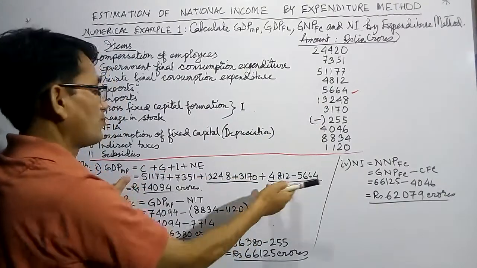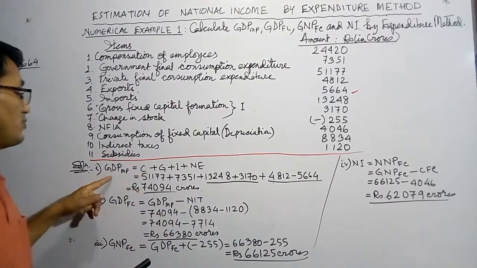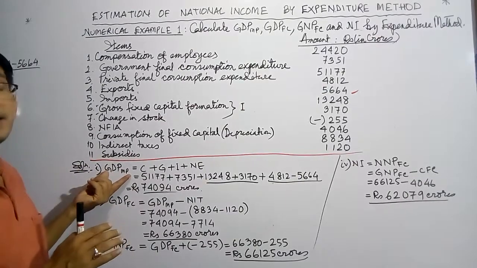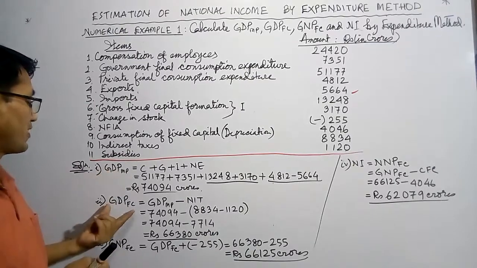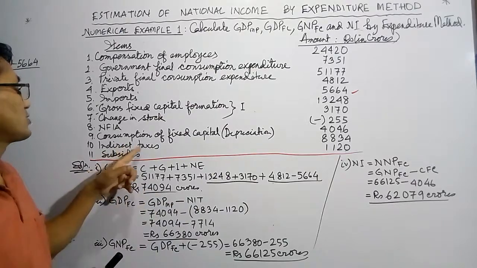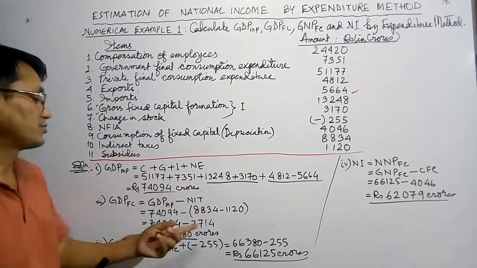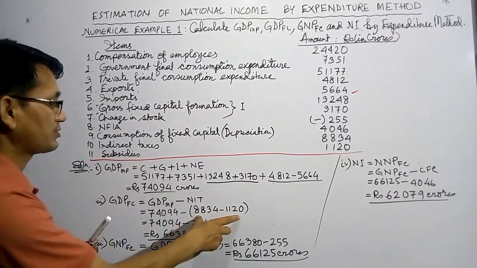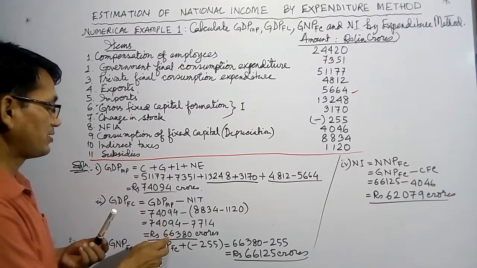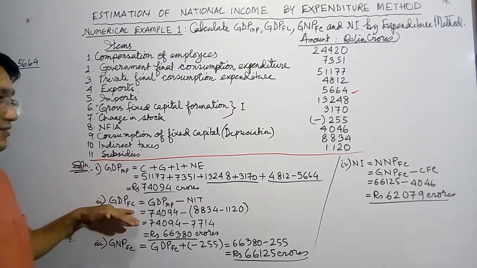By simplifying, we get 74,094 crore as GDP market price. Once we know GDP market price, and if net indirect tax is given, then we can find out GDP FC. Net indirect tax is indirect tax minus subsidies, 8834 minus 1120. By subtracting 7714 from 74,094, we get 66,380 crores. This is GDP FC, gross domestic product at factor cost.